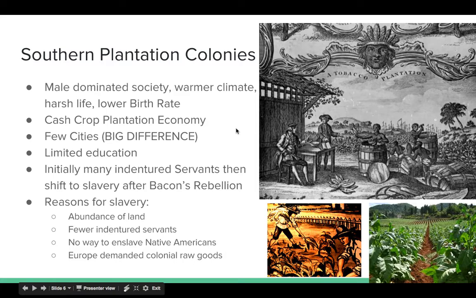In the southern colonies, people lived a harsher life and existence because of the lack of females, so there's very little birth rate increases happening, and also because of high disease, lots of malaria. This made life harsher and harder for people living in the southern and Chesapeake colonies.